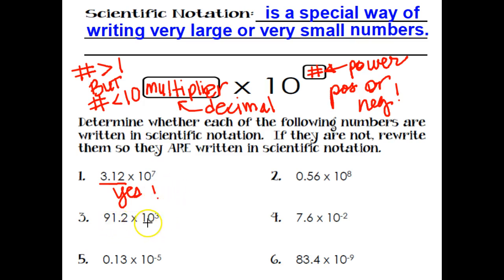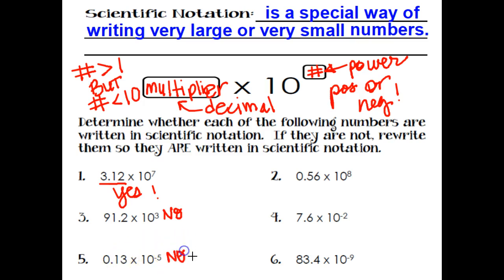Is this in scientific notation? This number is greater than 10. No. We're going to come back and write it in scientific notation once we practice writing. Is the multiplier greater than 1 but less than 10? It is less than 1. This is not in scientific notation.